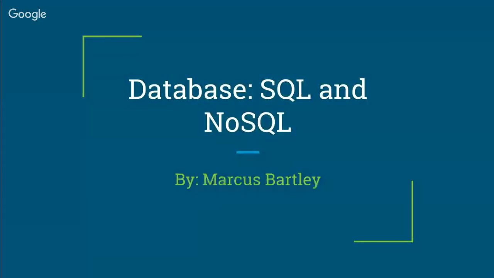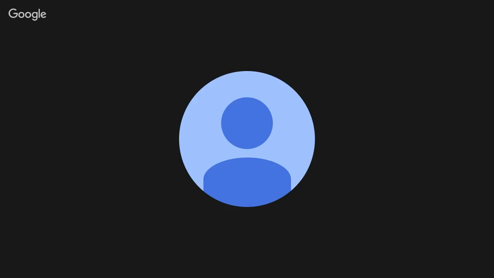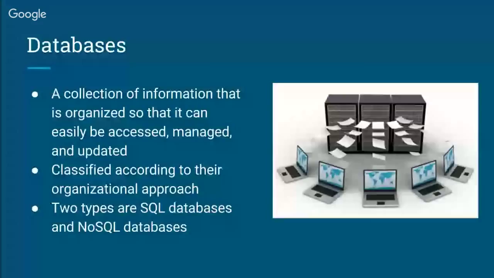Databases, SQL and NoSQL. Databases. Databases are a collection of information that is organized so they can be easily accessed, managed, and updated. They are classified according to their organizational approach. Two types of databases are SQL and NoSQL databases.